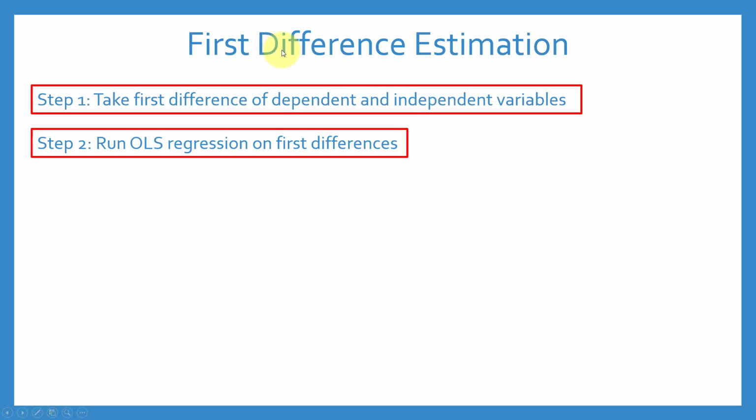And then we run the OLS regression on the first differences. So let's say we have this equation, which is Y_it, our dependent variable. We have panel data, which is represented using i and t. And then we have this individual heterogeneity, those time-invariant variables that we haven't controlled, represented by this alpha_i. And then we have random error.